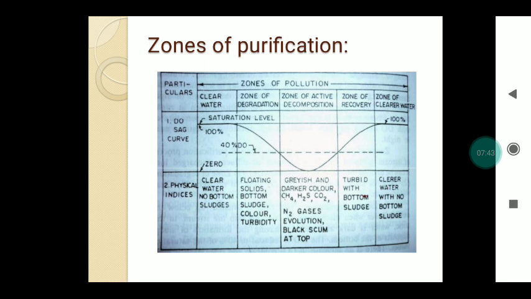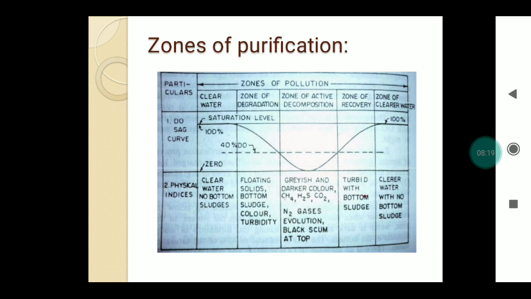The chart shows the zones of purification. In the first column there is a dissolved oxygen sag curve, in which the saturation level has 100% of the DO when the water is clear, and there is no sludge at the bottom. In the second zone, of degradation, the dissolved oxygen goes on decreasing. In this, physical properties like floating solids are there, sludge at the bottom is present, and there is dark color and a turbid appearance.